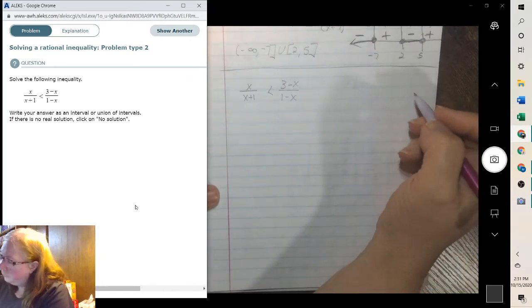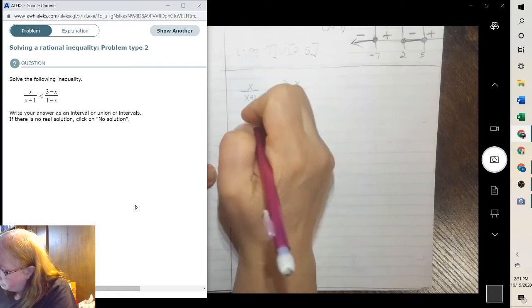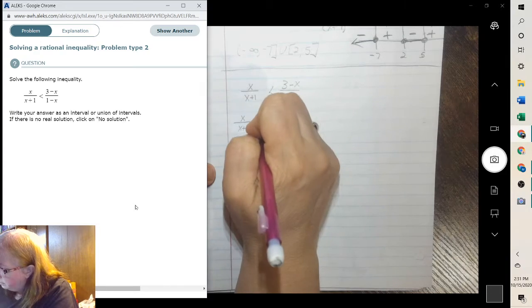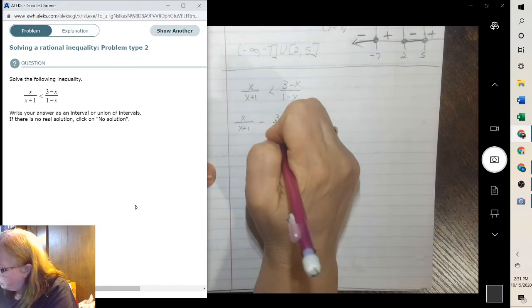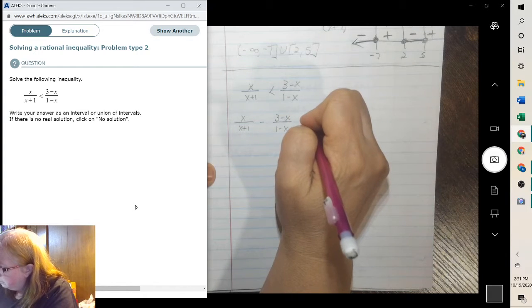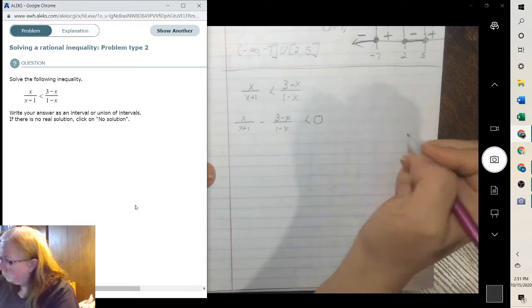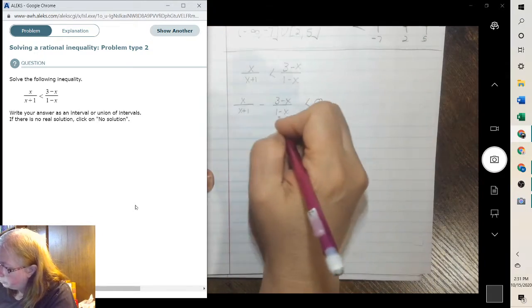Okay, so we have this. First thing we need to do is get it set equal to 0 and then get common denominators. So we have x over x plus 1 minus (3 minus x) over (1 minus x) less than 0. Common denominator would be these two.